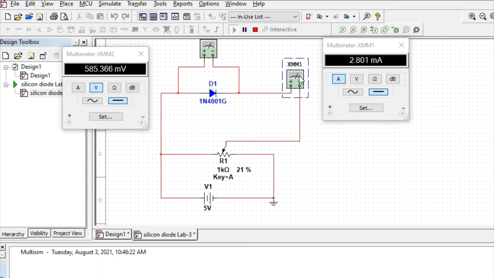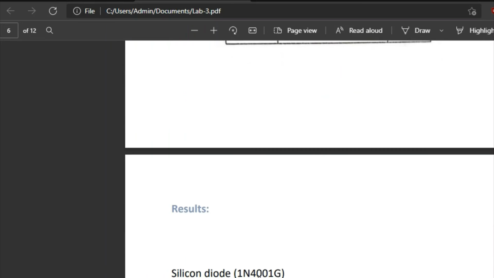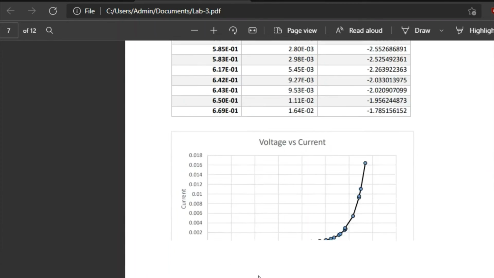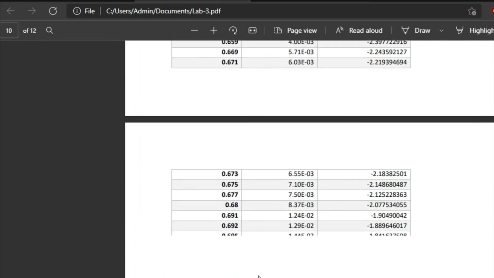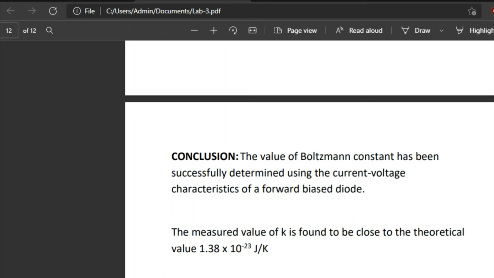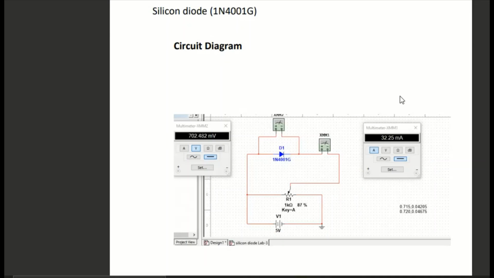This is the circuit we need for silicon diode. For germanium diode, we need to just replace this diode with the germanium diode. So here I have concluded the results of the silicon diode.